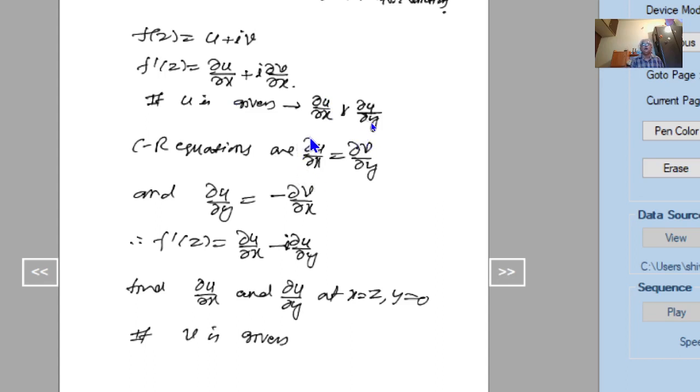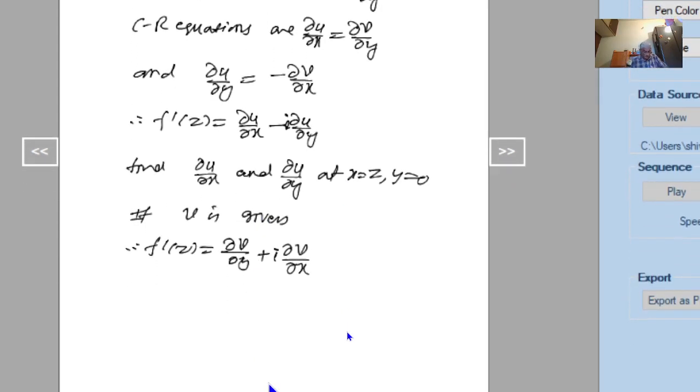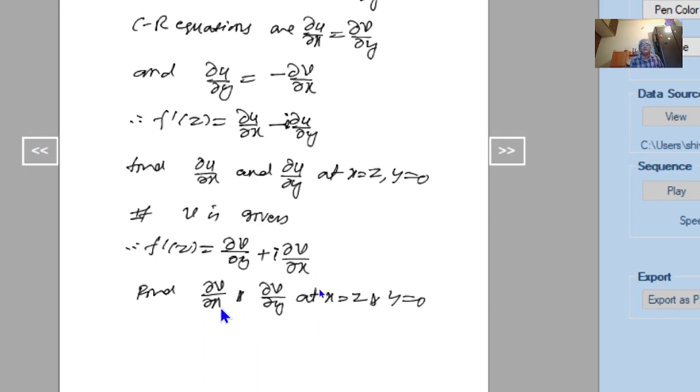By CR equations, dou u by dou x can be written as dou v by dou y. So here we can write f dash of z is equal to dou v by dou y plus i times dou v by dou x, and again find dou v by dou x and dou v by dou y at x equal to z and y equal to 0. Then this becomes again a function of z. So integrating this equation, we get f of z. This method is known as the Milne-Thomson method.